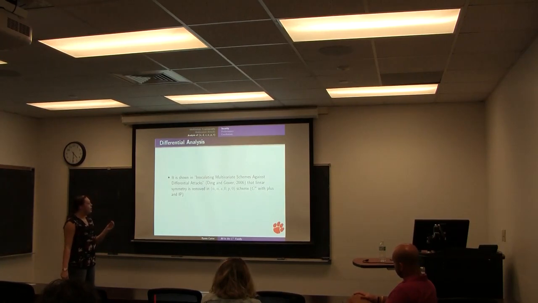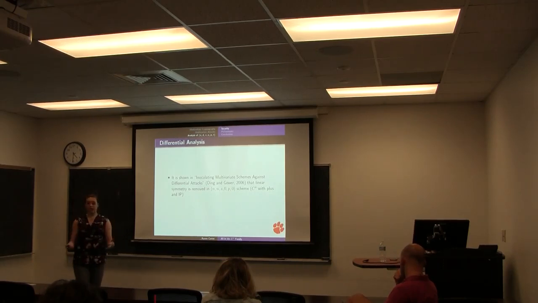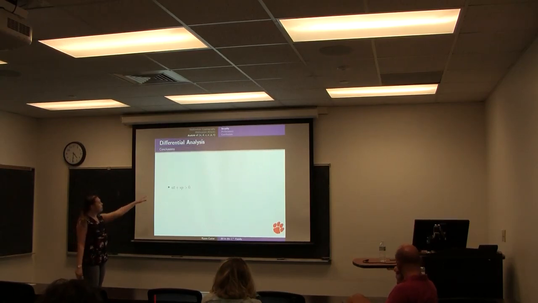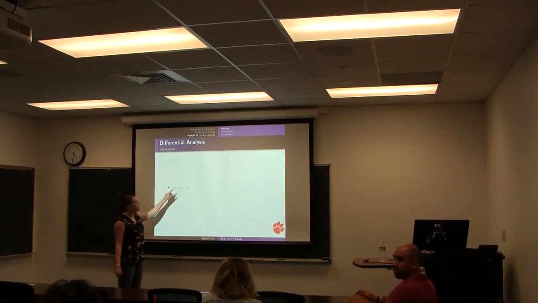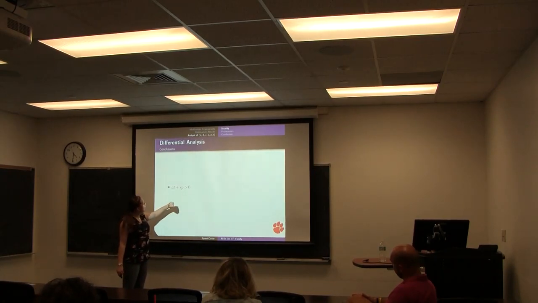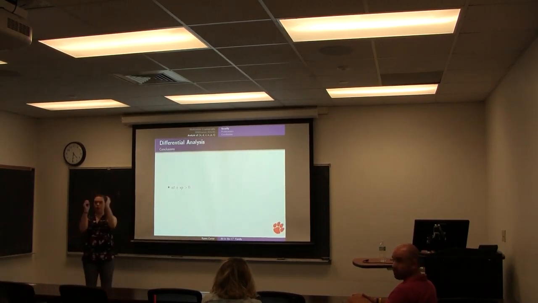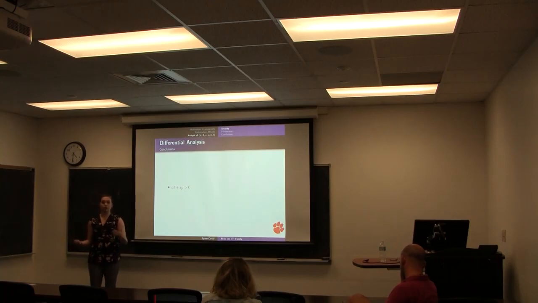But then what happens if I just have the IP and the plus modifier, and I do not have my projection, and I do not have the minus? In "Inoculating Multivariate Schemes Against Differential Attacks," it was shown that linear symmetry is removed in that case as well. So what we've really seen is that we need either minus and projection, or we need both IP and plus. As long as we have one of those pairs, and we need both of them in the pair, then we're fine. We don't have to worry about those differential symmetry attacks.